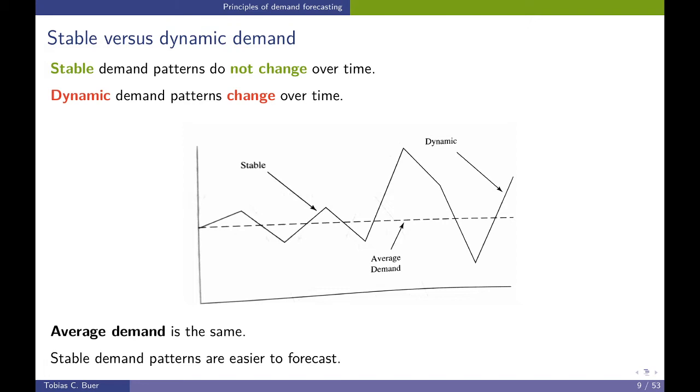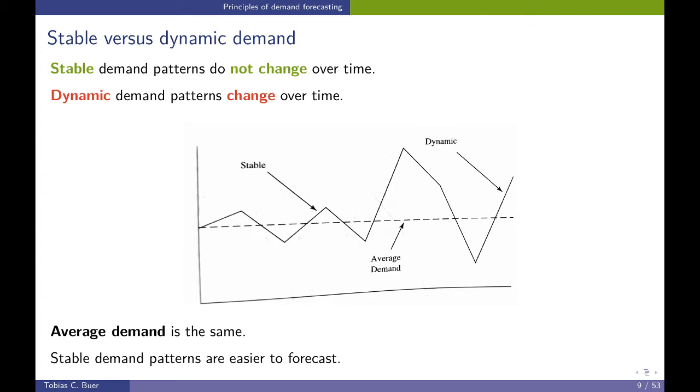For example, if we are looking at household cleaning supplies, the demand is quite stable and it does not really change over time. What does it mean? The pattern does not change over time. It can go up and go down, but the shape of the demand curve does not really change over time. And on the other hand, we have dynamic demand patterns where the pattern can change over time.